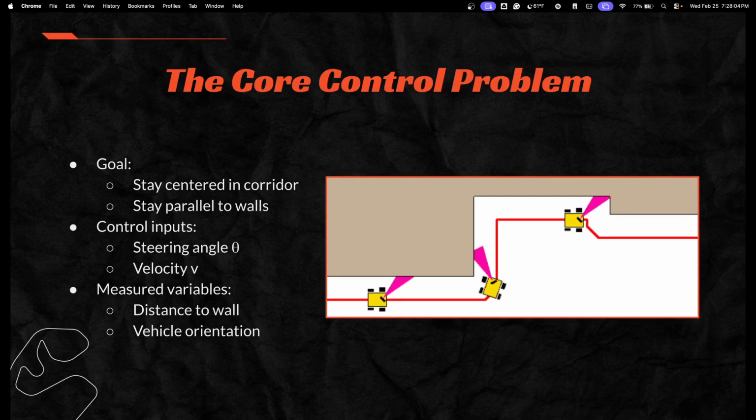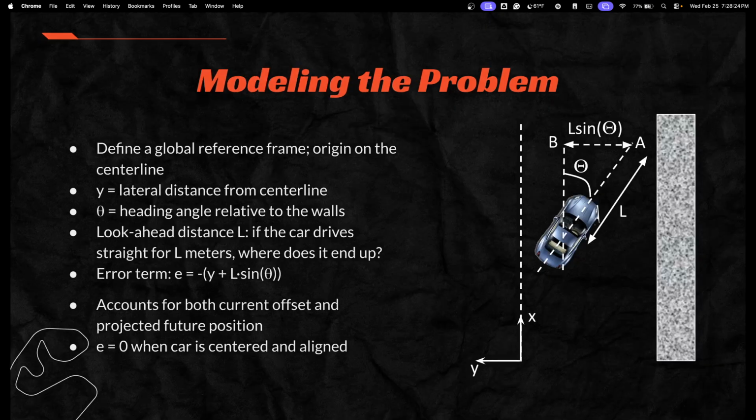So this is kind of like the summary of what I said. The goal is to stay centered in the corridor, or stay parallel to the wall. And the two things you're controlling are the steering angle and the velocity. And the things that you will need to take into account are how far you are away from the wall, and what the actual orientation of the vehicle is.